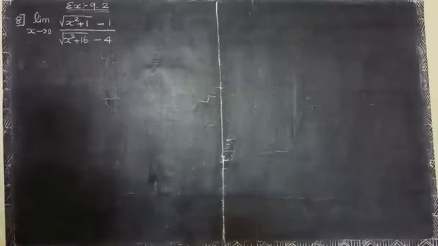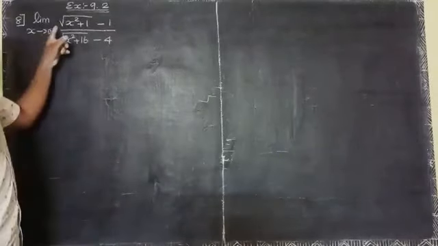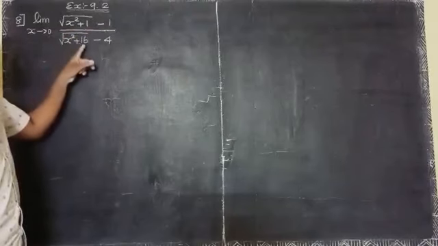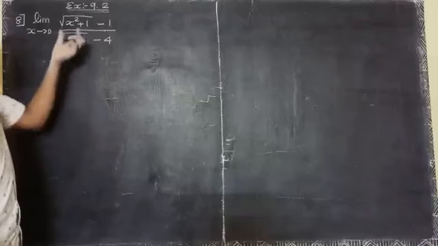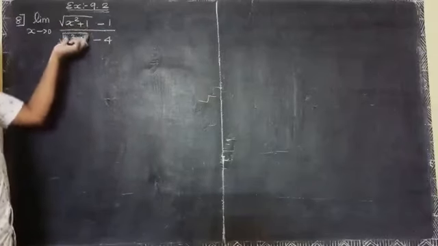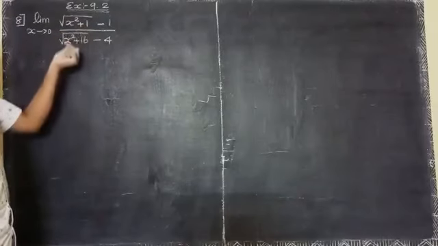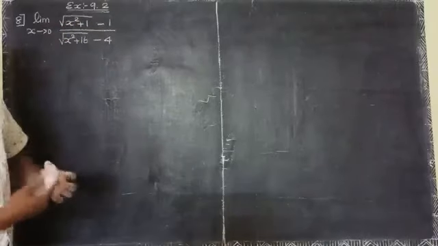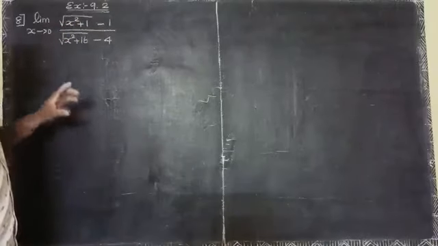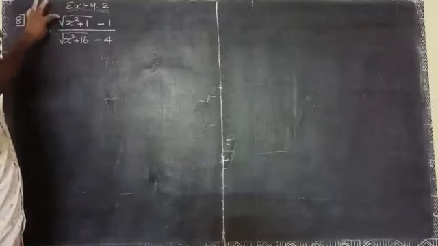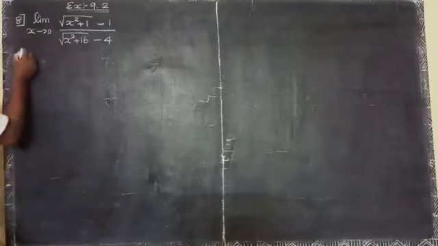Question number 8. Limit x approaches 0, (square root of x square plus 1 minus 1) divided by (square root of x square plus 16 minus 4). The numerator has a square root and the denominator has a square root, with different factors, x square plus 1 and x square plus 16. Both are different, so take the conjugate of numerator and denominator. Solution.